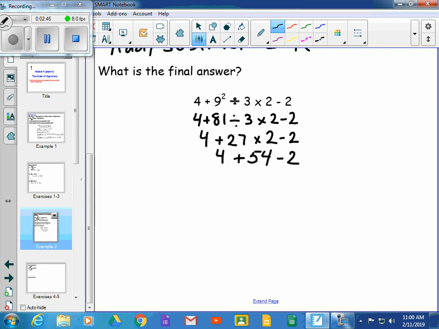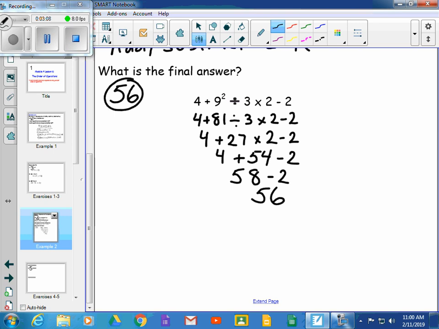In our new step, I have adding and subtracting. Adding is to the left first, so 4 plus 54 is 58. Bring everything else down. And then finally, I have one more step, 58 minus 2, which is 56. So the final answer is 56.